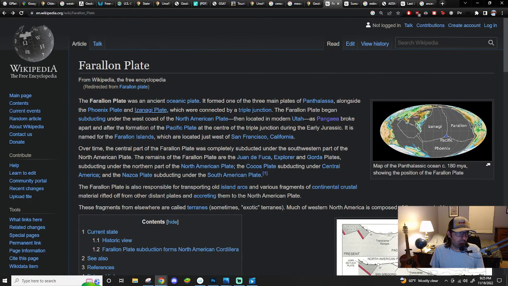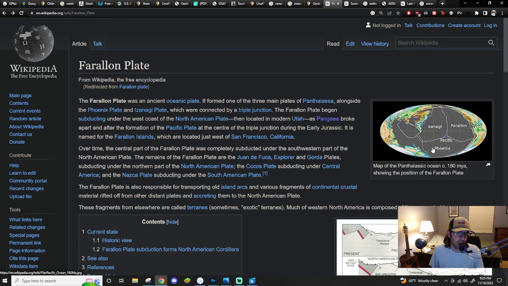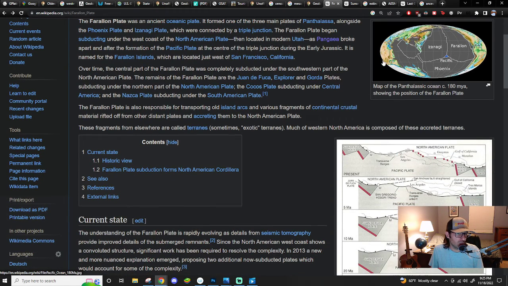We like false realities. Farallon Plate was an ancient oceanic plate. It formed one of three main plates of Panthalassa alongside the Phoenix Plate. Interesting that there's a Phoenix Plate, although it's less interesting that it's not up here. It would be more interesting in that plate's position to me, because that's where the dragon is and other things, and probably even now might be in that plate. I'm not sure. These plates probably at this point are actually considered underneath things and are also probably conveniently shaped plates.